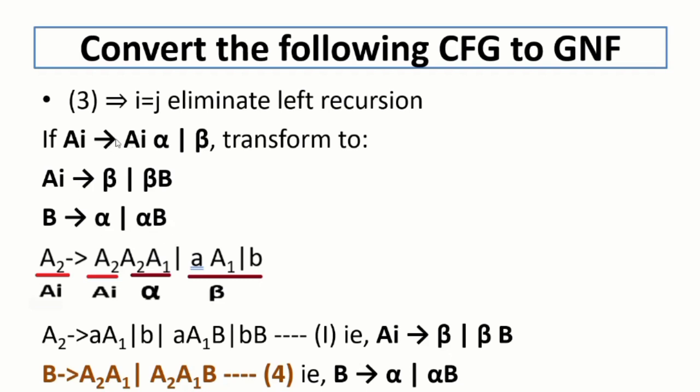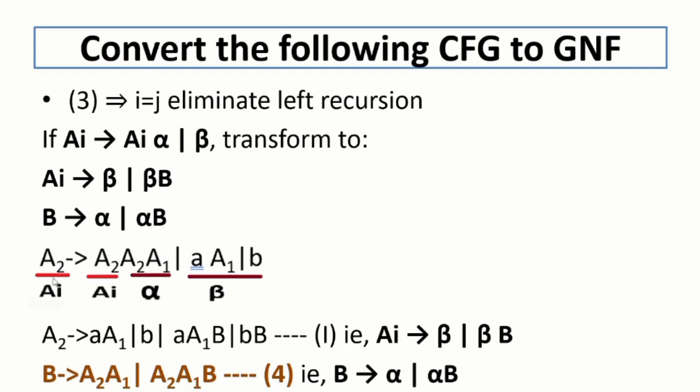Here is what each symbol represents. A base I is the non-terminal that has left recursion, example A2. Alpha is the part of the production that comes after A base I in the recursive rule, the right hand part of the left recursive production. Beta is the non-left recursive part of the production, which does not start with A base I. Capital B is a new non-terminal introduced to remove the recursion.